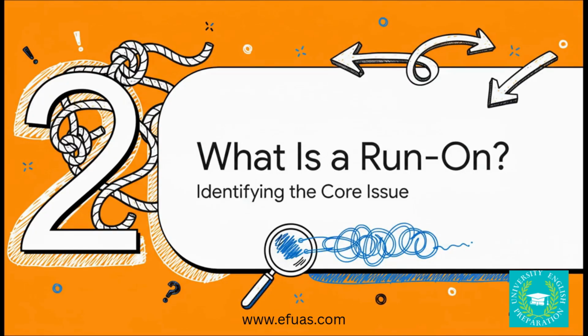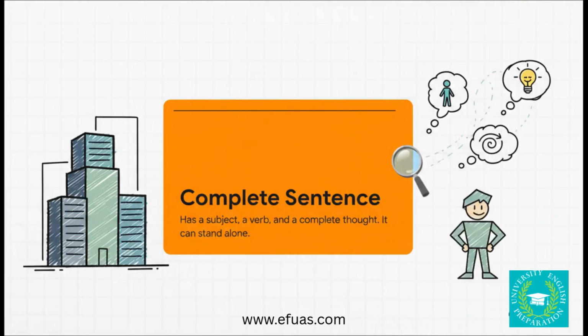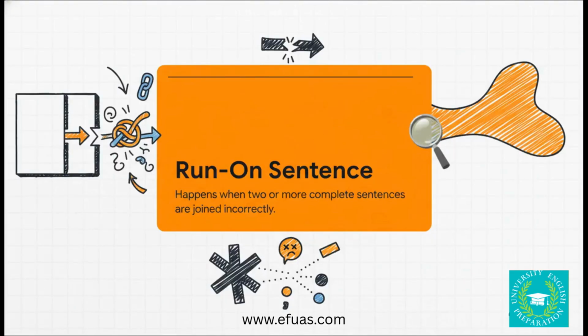What is a run-on sentence, really? Let's identify the core of the issue. So before we can spot the problem, we gotta know what a good sentence looks like, right? The basic building block is a complete sentence, sometimes called an independent clause. It just needs 3 things: a subject, a verb, and it has to express a complete thought. Basically, it can stand all by itself and make perfect sense. So with that in mind, a run-on sentence is super simple to define.